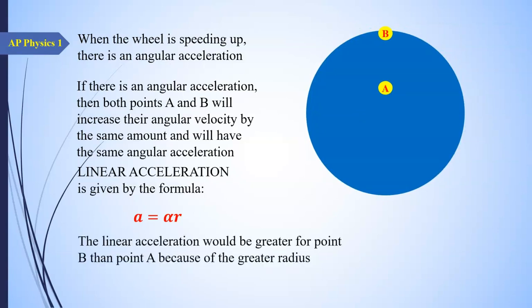The linear acceleration will be greater for point B than point A because of the greater radius. So the linear acceleration is those arrows right there. That's the tangential or linear or translational acceleration. Those all mean the same thing, acceleration of that wheel.